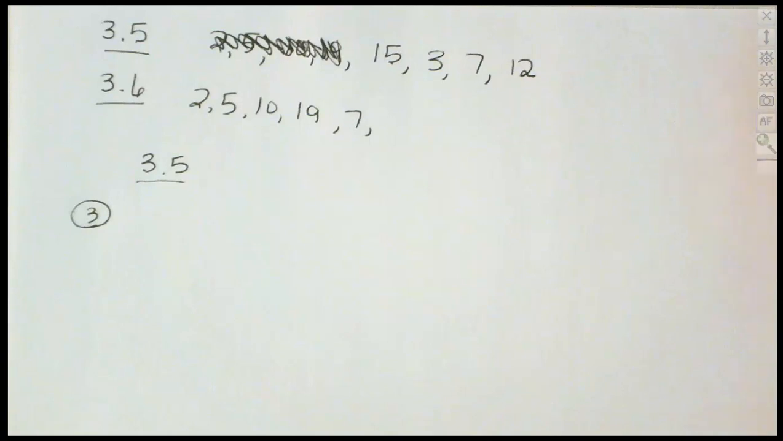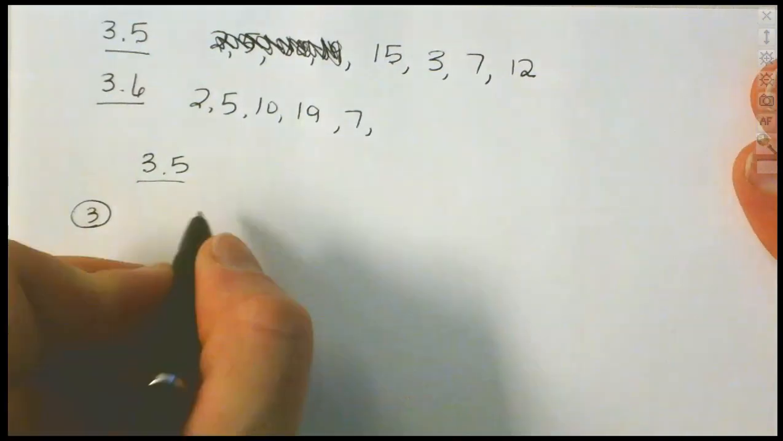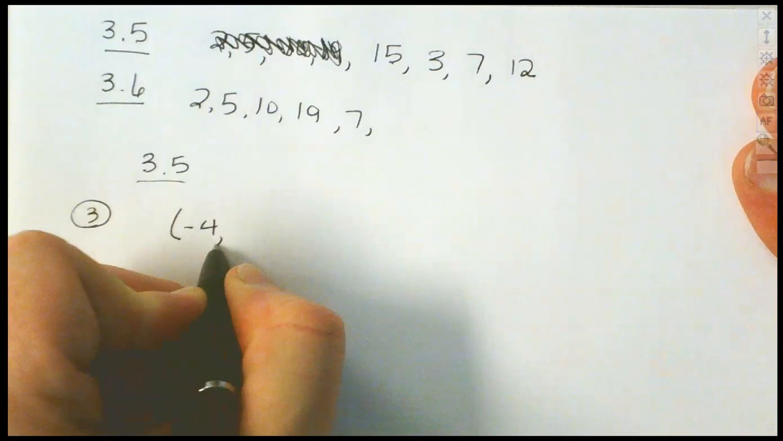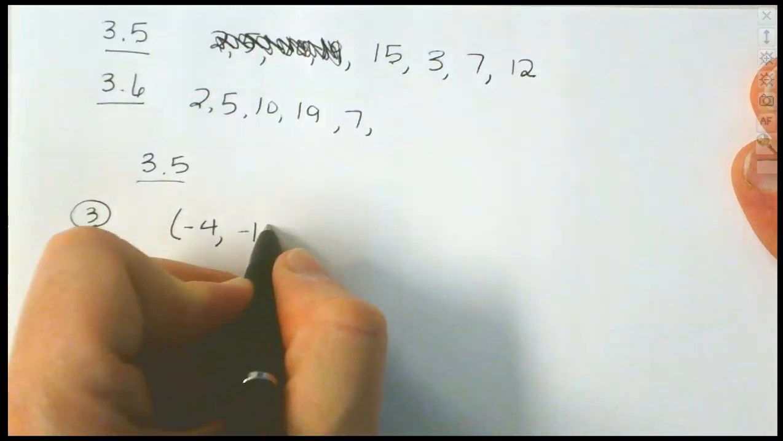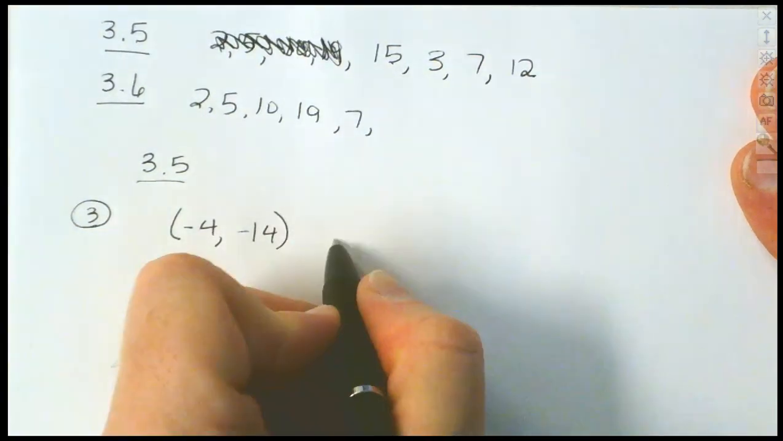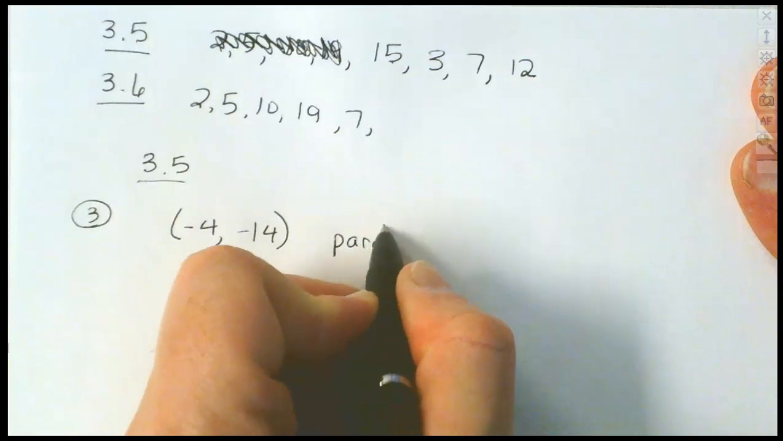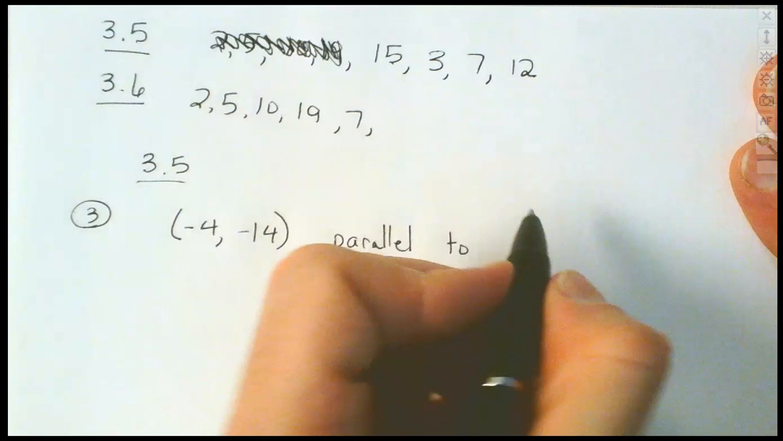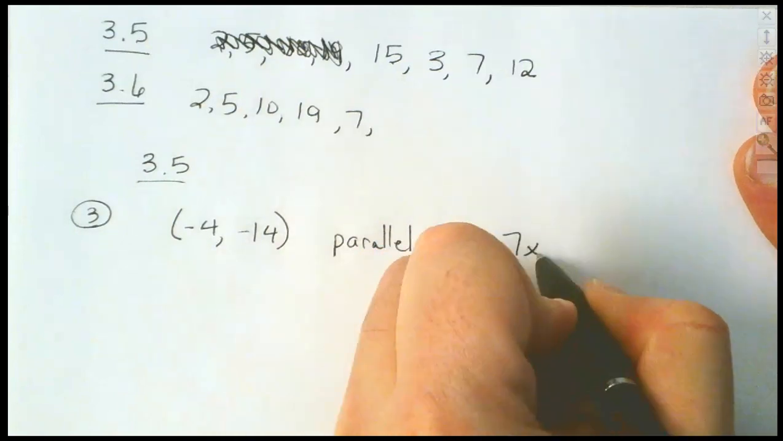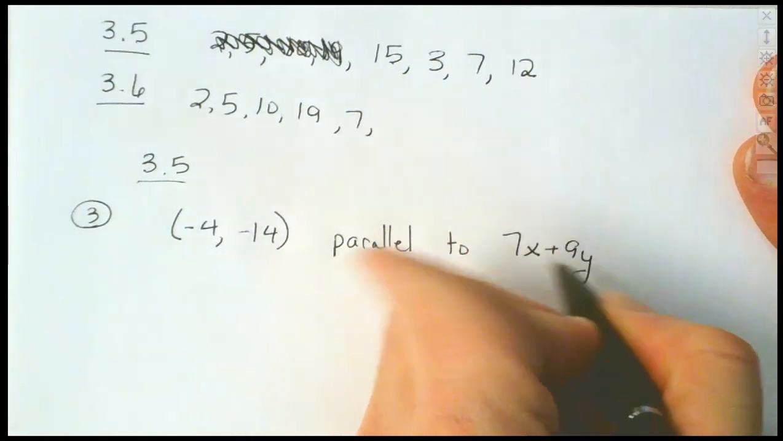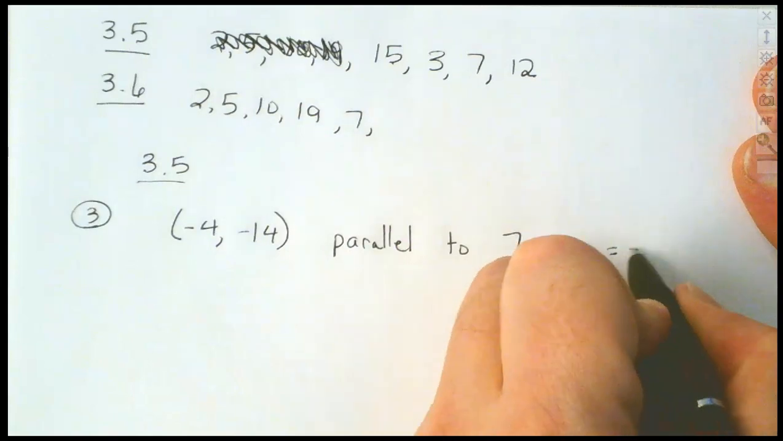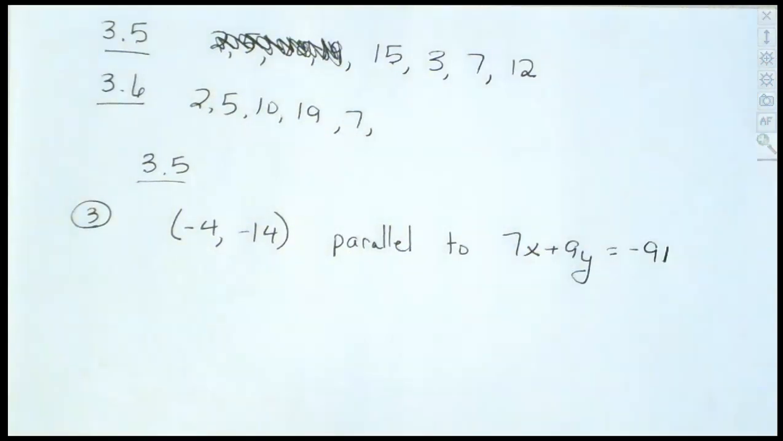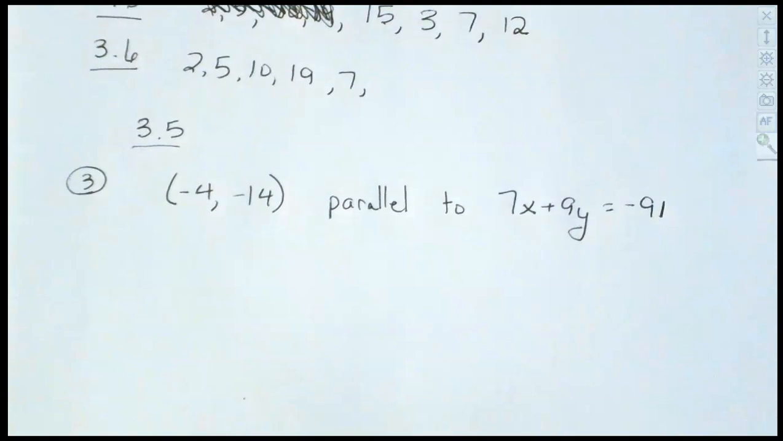So question number 3, we have the point -4, -14, and we want it to be parallel to this line equation, which is 7x plus 9y equals -91. Okay, so that's what we want. And we want this in slope-intercept form.